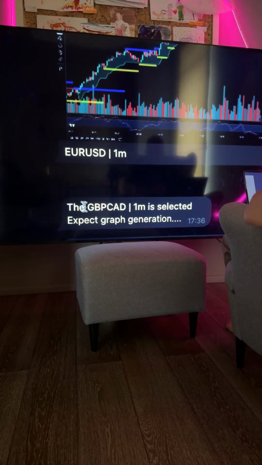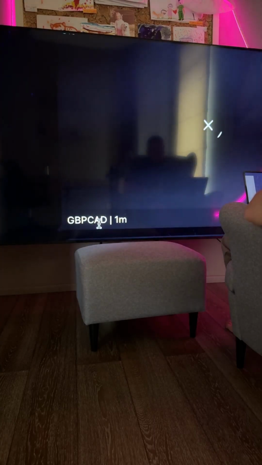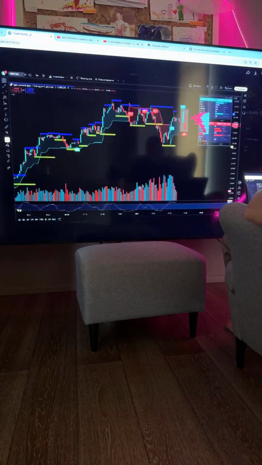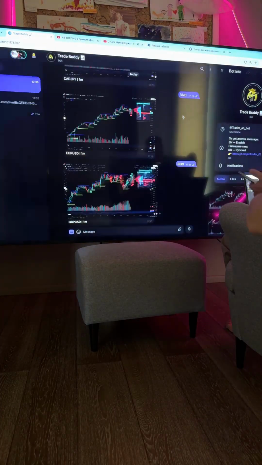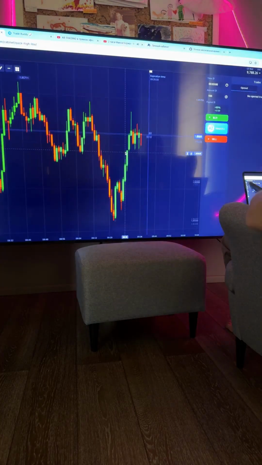Alexi, hello. Dennis, hello. British pound, Canadian dollar. Please open the British pound, Canadian dollar on your end. What do we have here? We have two signals for an upward movement, two signals up. So the bot is giving me upward signals.